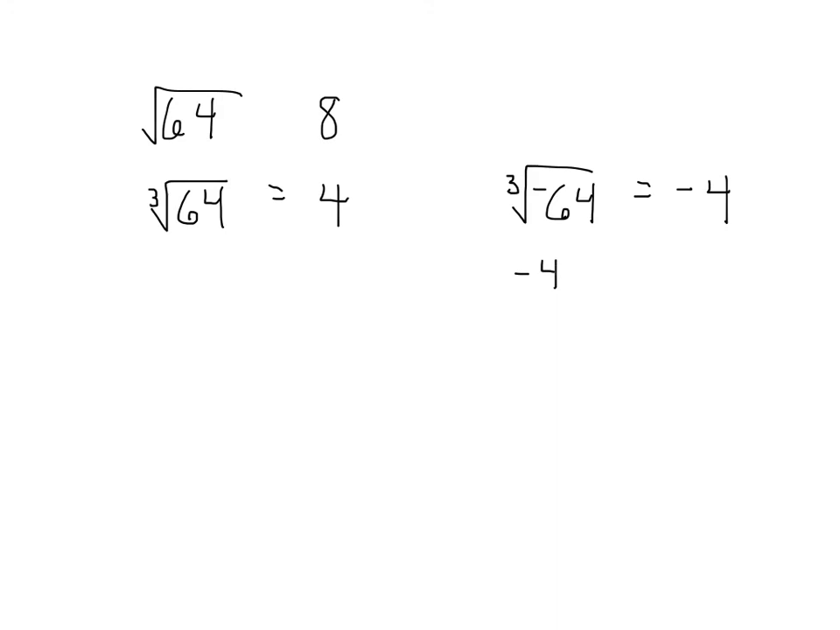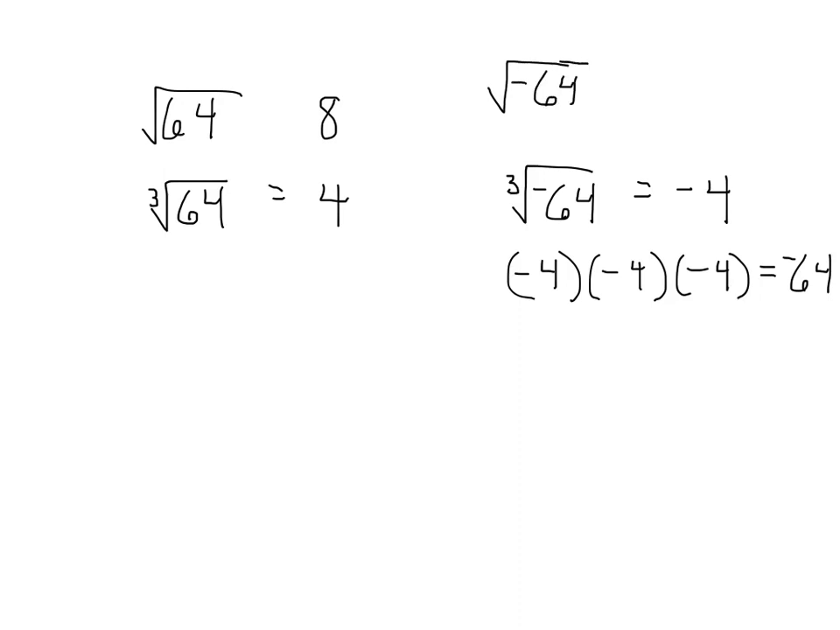Because if you think about it, negative 4 times negative 4 times negative 4, since there's an odd number of negatives, turns out to be negative. But what if I wanted to take the square root of negative 64? Well, the truth is, in real numbers, there's nothing times itself that will give me negative 64. So there are no real numbers that can be the square root of negative 64.